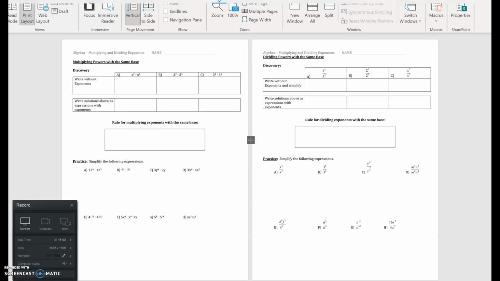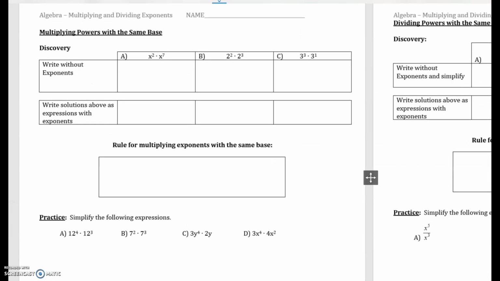Alright guys, we've finished chapter 6. We're moving on to chapter 7. Chapter 7 is all about exponential rules. So today in this video we're going to talk about what we can do with exponents when we're multiplying or dividing. Okay, so let's go ahead and jump into the worksheet.